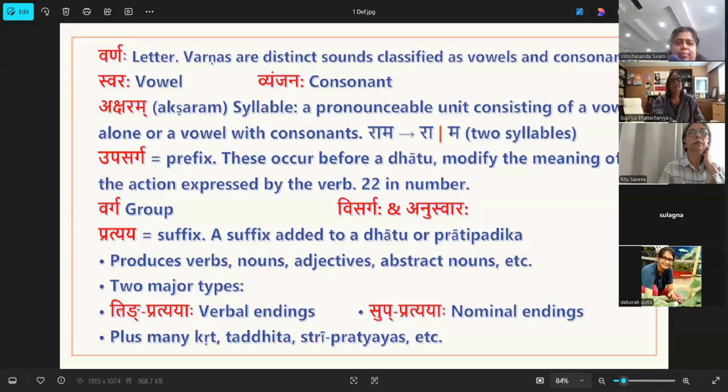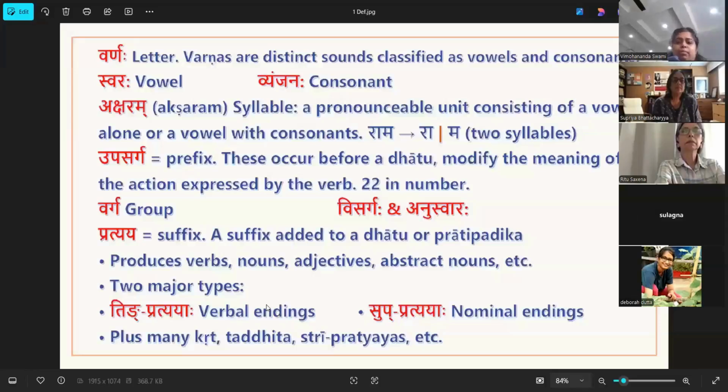So we will begin with a little recapitulation of the basic terms we had discussed, and on your screen you can see. We have seen that varna means letters: ka, kha, ga, distinct sounds classified as vowels and consonants.